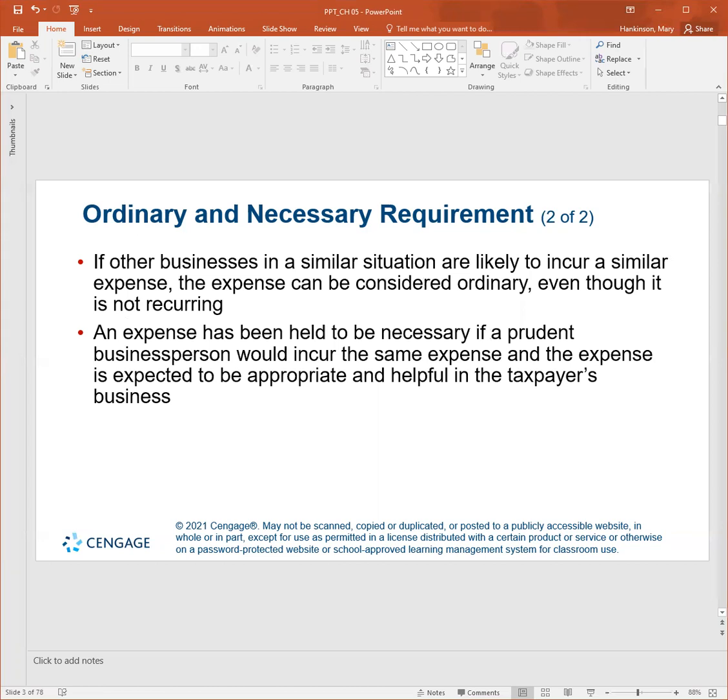So again, an expense has been held to be necessary if a prudent business person would incur the same expense and the expense is expected to be appropriate and helpful in the taxpayer's business. So again, an expense has been held to be necessary if a business person would incur that same expense and the expense is expected to be appropriate and helpful in the taxpayer's business.